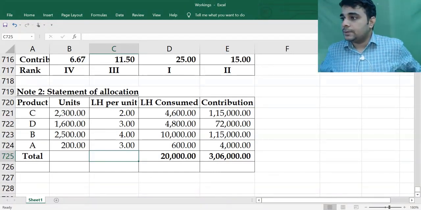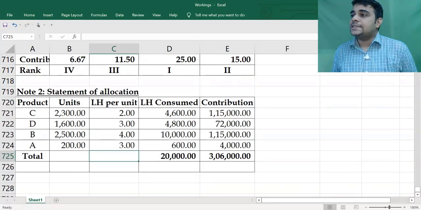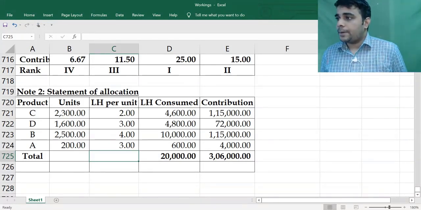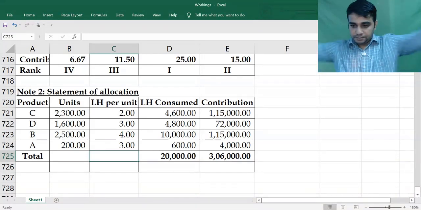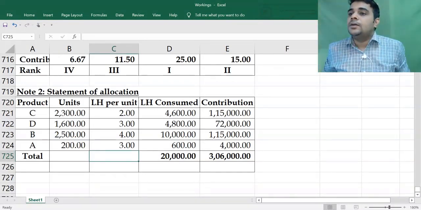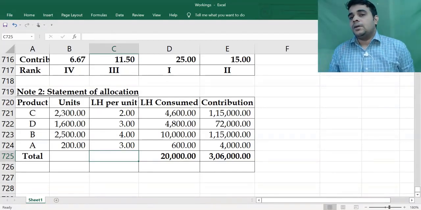200 is only possible, and this is my production pattern. I am compromising on sale of product A. Any doubts on this? Clear?